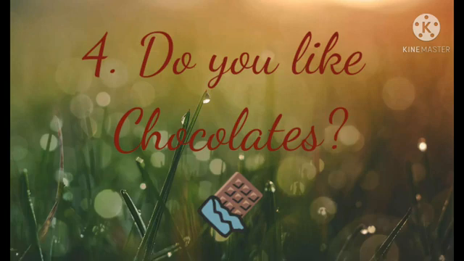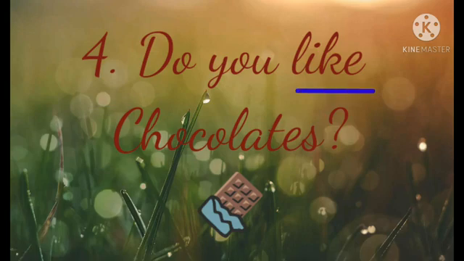First of all, let us look for a noun. Do we have a noun? Yes, chocolates is a noun. Do we have a pronoun? Yes, you is a pronoun. And now we have two words left, do and like. What is like? Like is an action word which becomes the main verb.